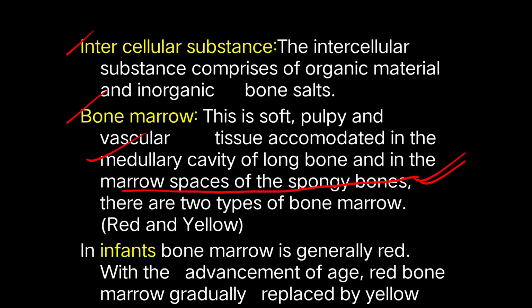There are two types of bone marrow: red bone marrow and yellow bone marrow. In infants, bone marrow is generally red. In infants, meaning newborns, the bone marrow is generally red. With the advancement of age, the red bone marrow is gradually replaced by yellow. Meaning in the newborn it is red, but it becomes yellow with advancement of age.